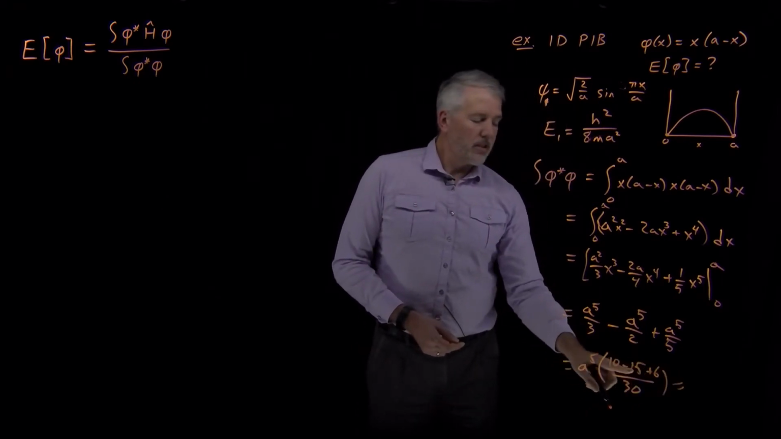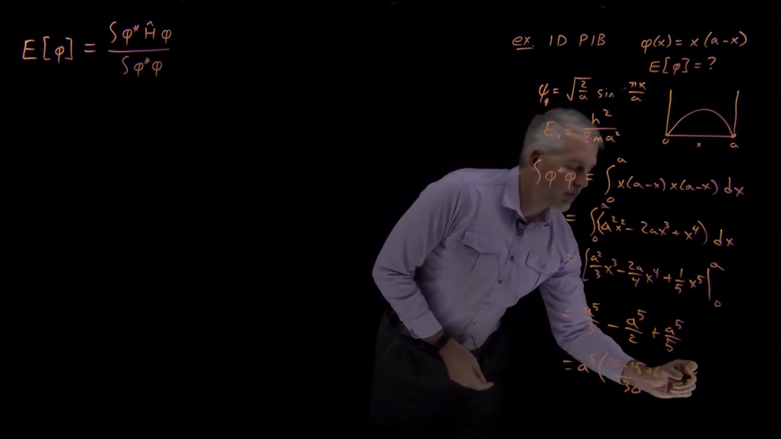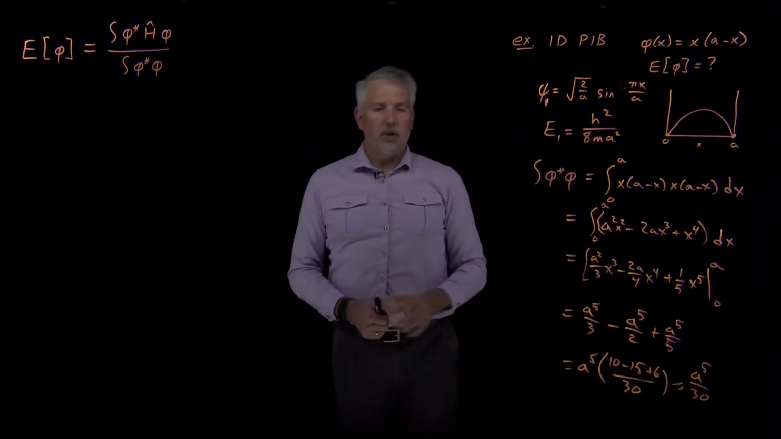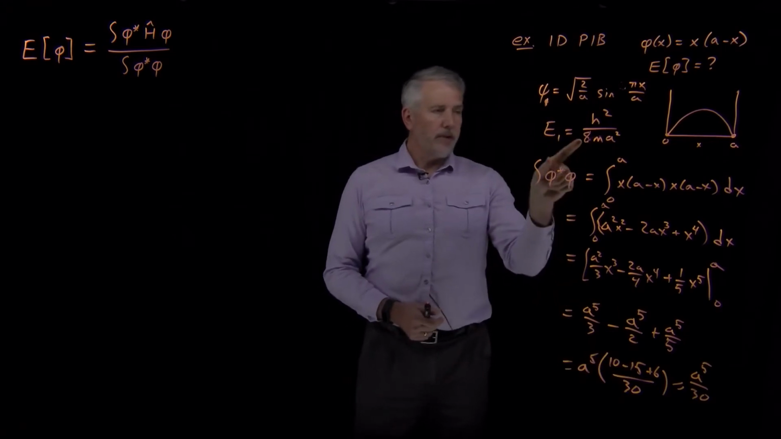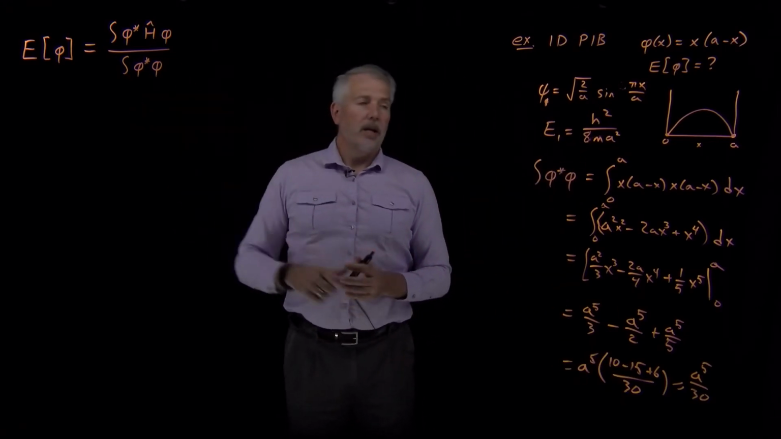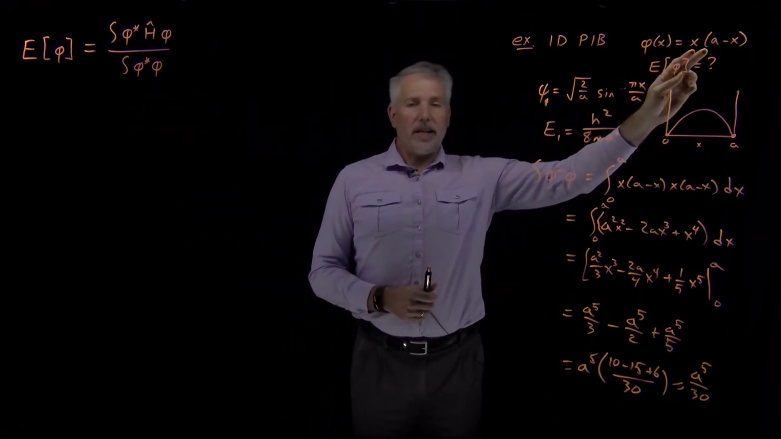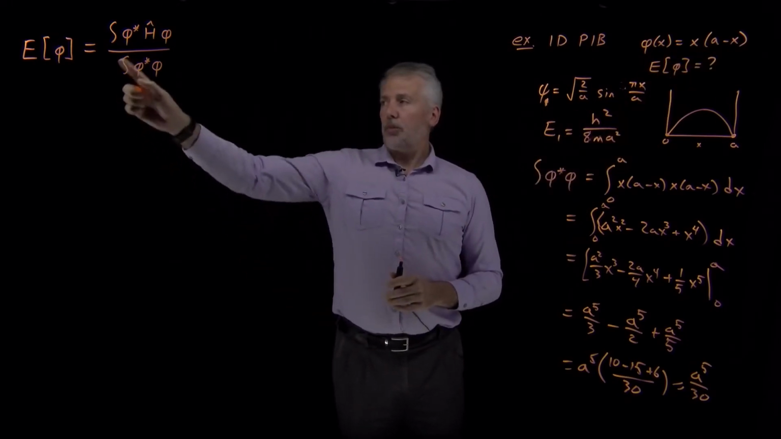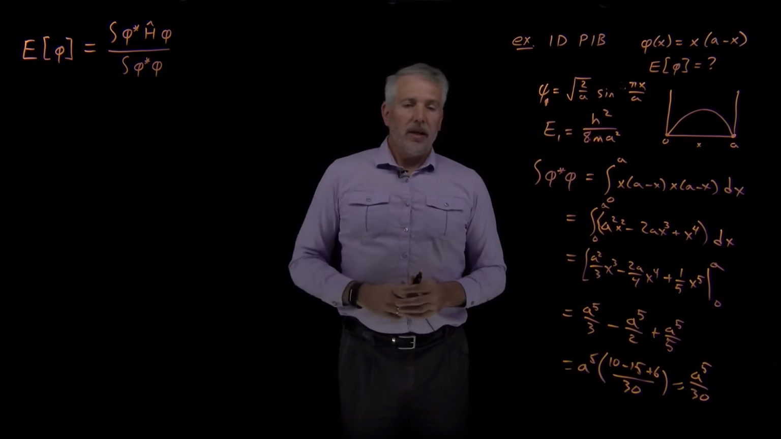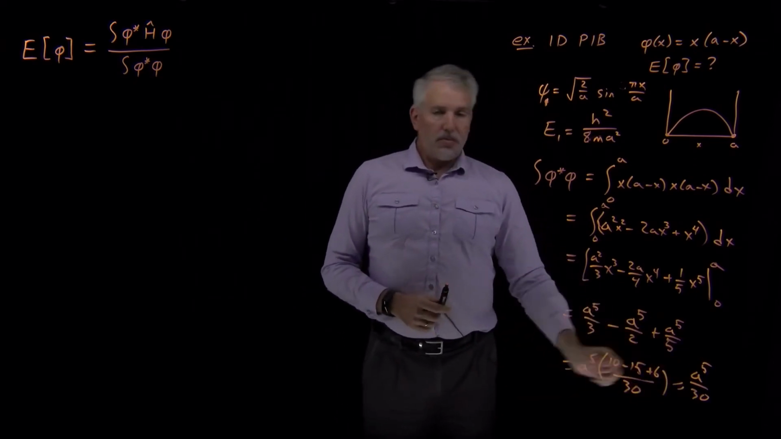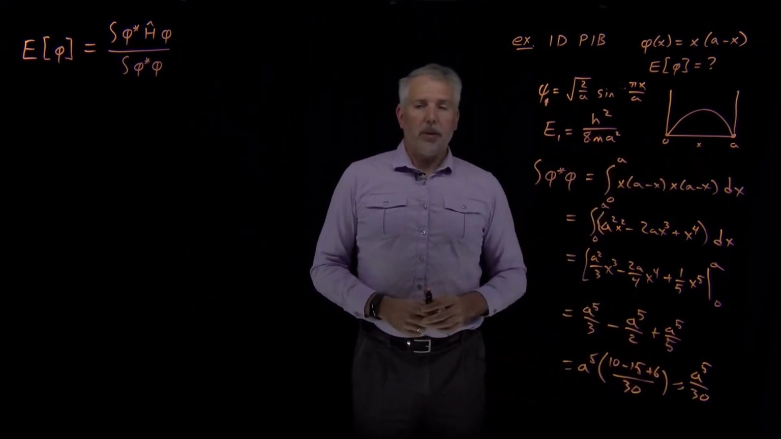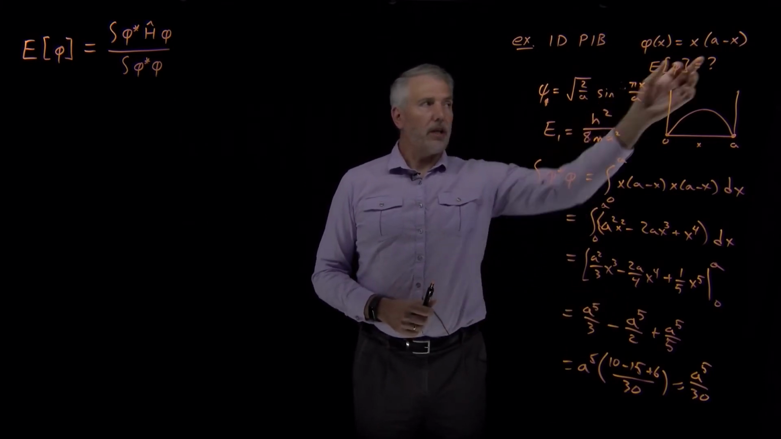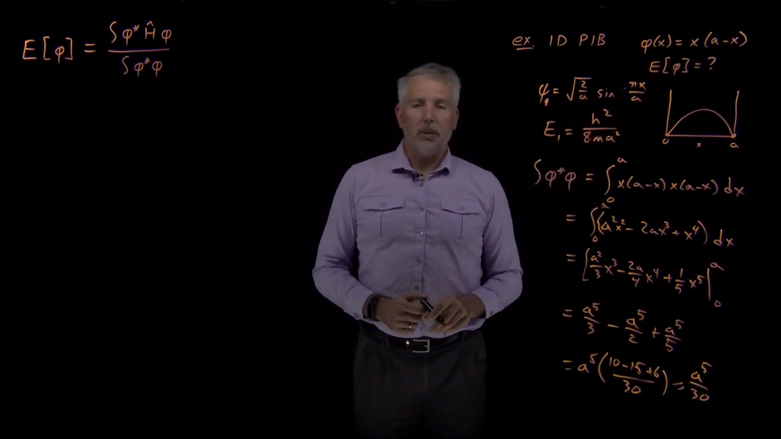10 plus 6 is 16, minus 15 is 1, so I end up with a result of 8 to the 5th over 30. All right, so all that work was just to figure out what is the value of this integral in the denominator. Notice that my wave function, I didn't take any care to normalize it. This is not a normalized wave function. If it were normalized, the denominator would be 1. In this case, it comes out to some value that's probably not 1, depending on what the length of my box is. So essentially, I've just done the work of having to normalize the wave function since I didn't bother to do it when I set the problem up.